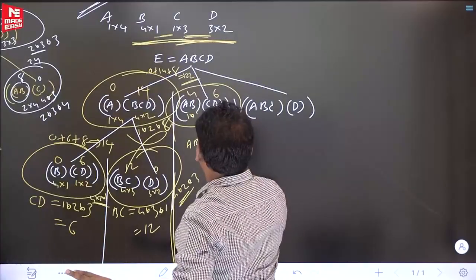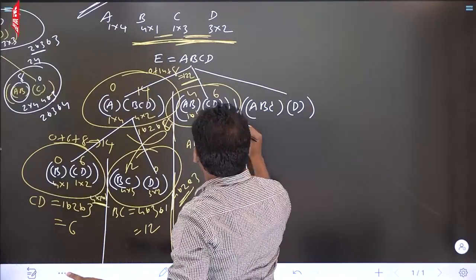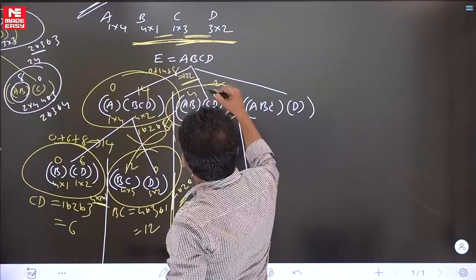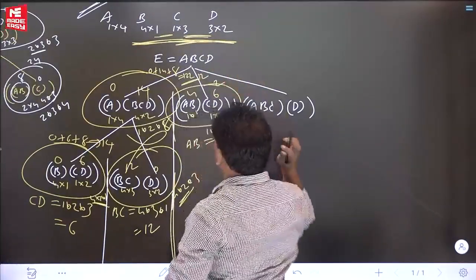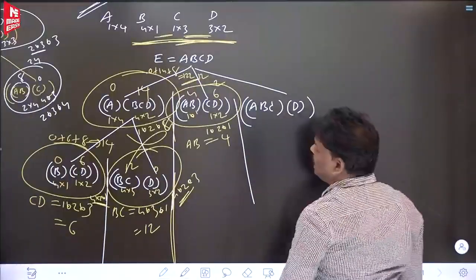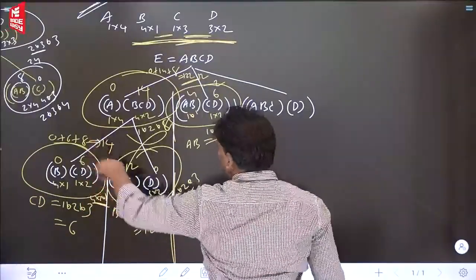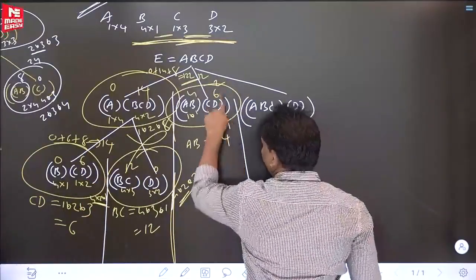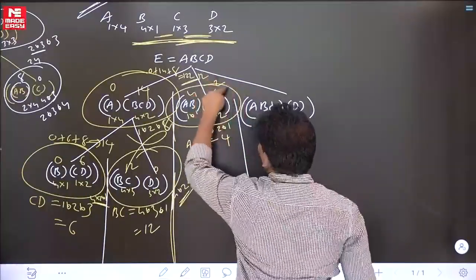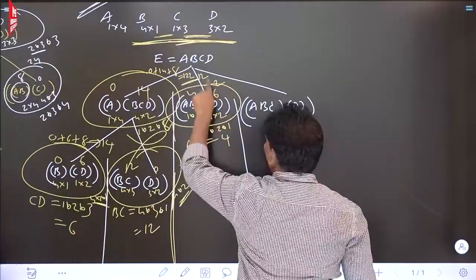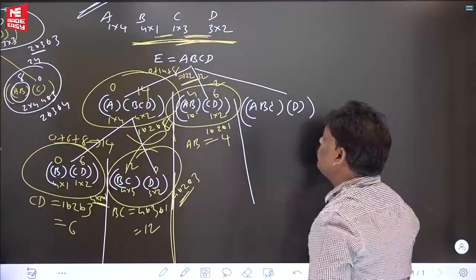Let's combine. What is the answer? 1 by 2 into 1. What is the answer? 2. Totally 4 plus 6, 10 plus 2, I think 12. Comparing 22, 12 is better. Check left 2. AB required 4. CD required 6. Combined required 2. 4 plus 6, 10 plus 2, 12. So 12. As of now, 12 is better.